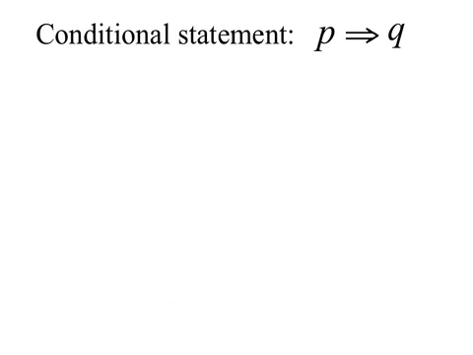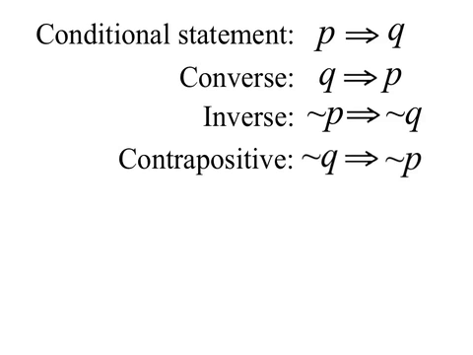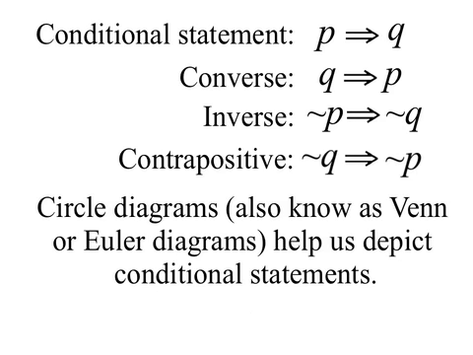Here's the conditional statement: if P, then Q. Its converse is, if Q, then P. Its inverse is, if not P, then not Q. And finally, the contrapositive is, if not Q, then not P. Circle diagrams, also known as Venn or Euler diagrams, help us depict conditional statements.